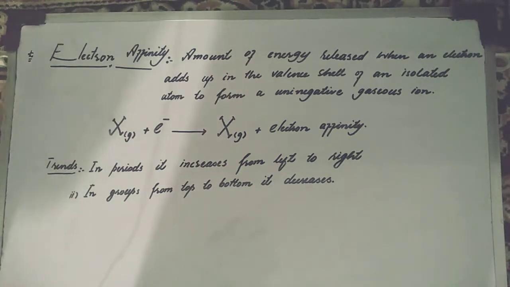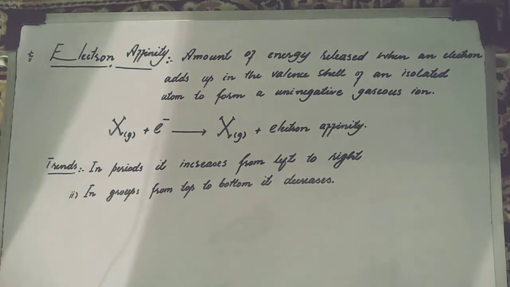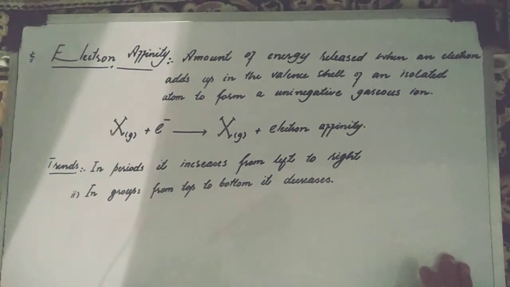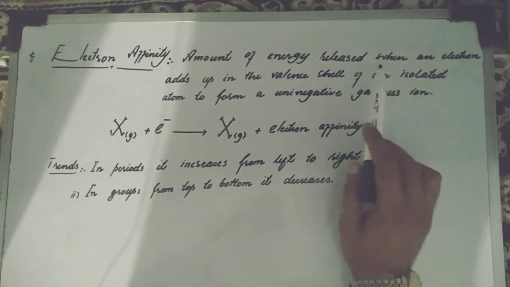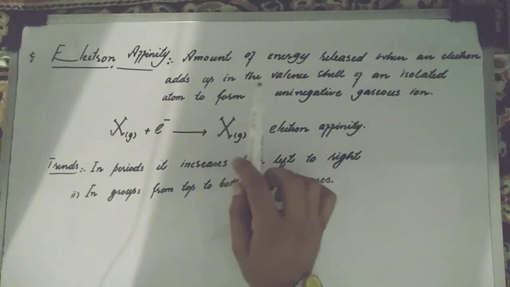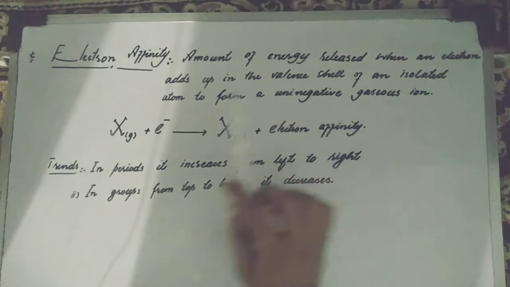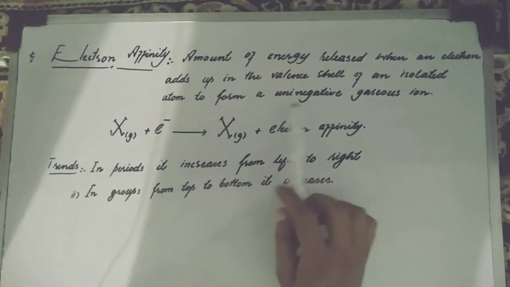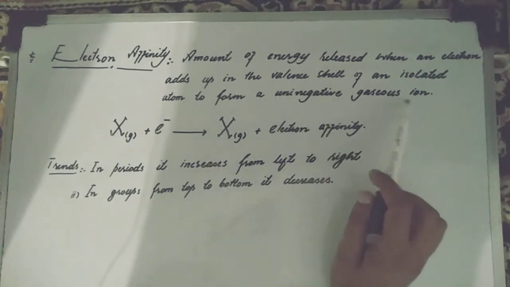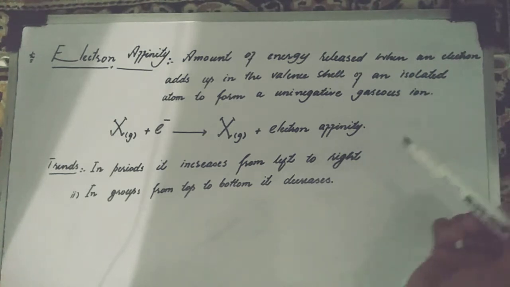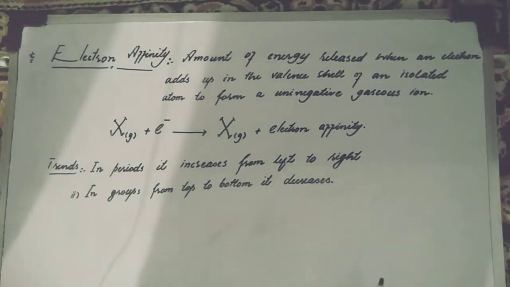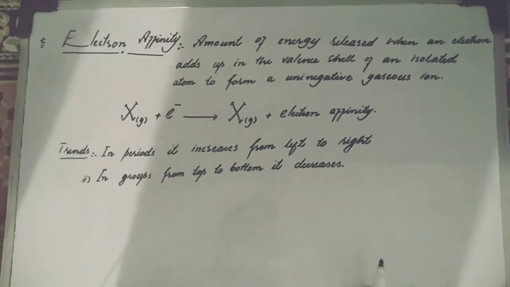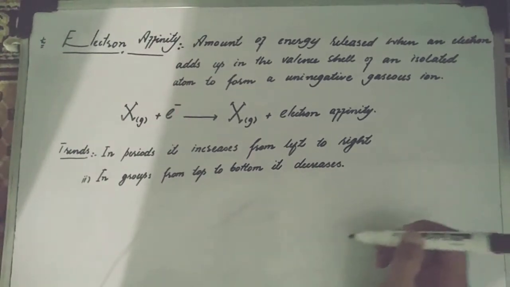Electron affinity. What is electron affinity? Electron affinity is the amount of energy released when an electron adds up in the valence shell of an isolated atom to form a uni-negative gaseous ion. So it's a very complicated definition. That is what it is in your book, but let's make it easy.